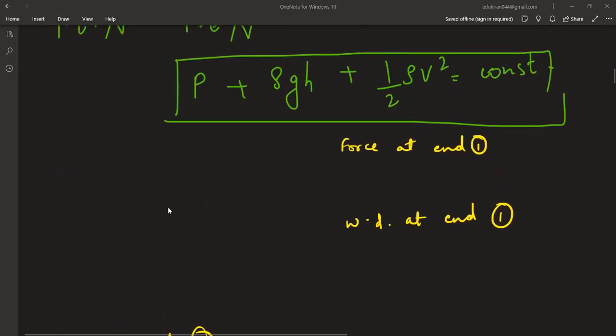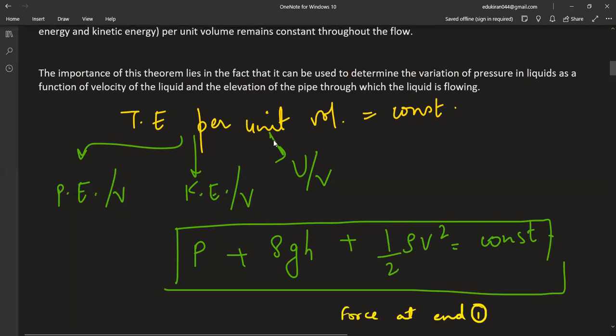Yes, class. We had started with Bernoulli's theorem. This was the statement that pressure energy plus kinetic energy plus potential energy, the sum of all the energies, will be constant. So total energy per unit volume is constant. Pressure energy per unit volume was P. Kinetic energy per unit volume was half rho V square, and potential energy per unit volume was rho GH.